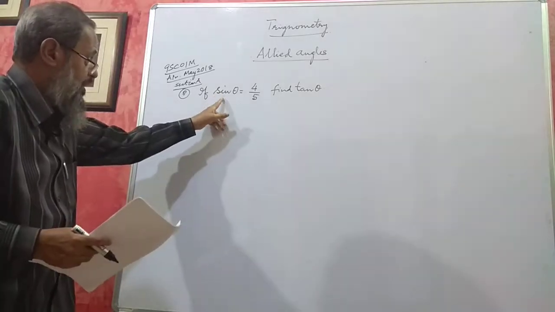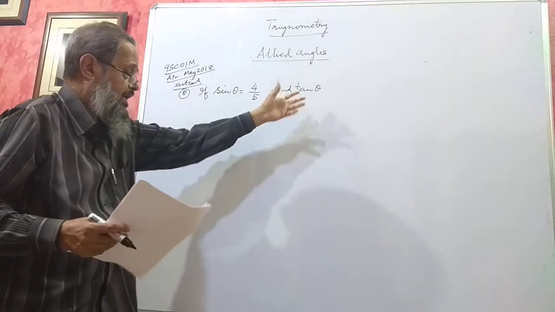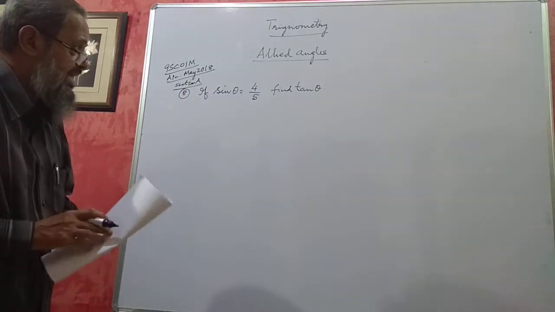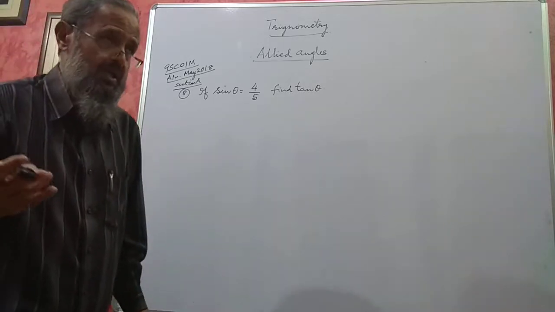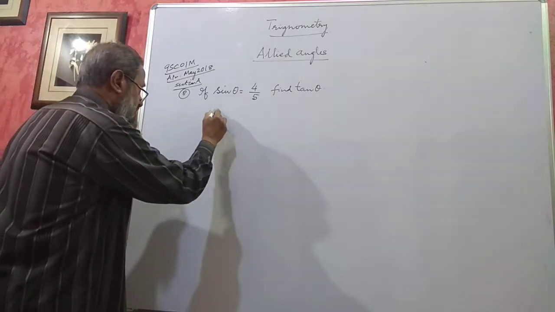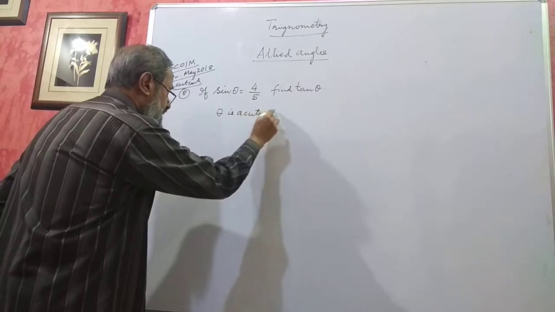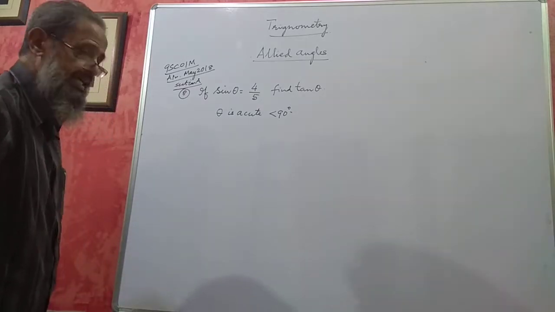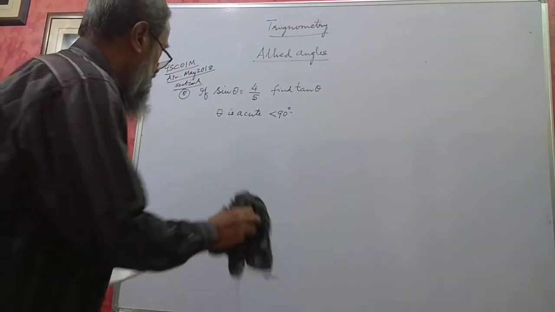He has given one ratio of angle theta and he is asking you to find out the other ratio. Here, one thing he has not said is whether theta is in the first, second, third or fourth quadrant. If nothing is given like this, we will assume that theta is acute, that is, less than 90 degrees, which means the angle is in the first quadrant.